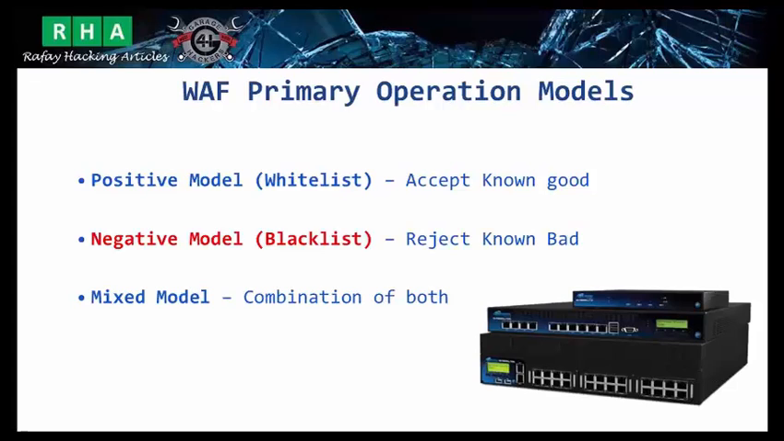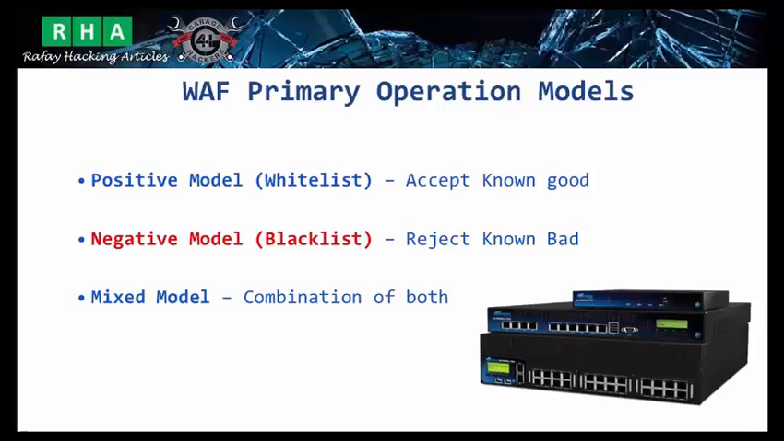WAF primary operational models. We have 3 different models on which a WAF particularly operates. We have a positive model, we have a negative model, and we have a hybrid approach, which is a combination of the first 2 models. So a whitelist is about accepting known goods. You define a set of inputs that are allowed to access your application. Everything else would be blocked, as it would not fall into your whitelist.